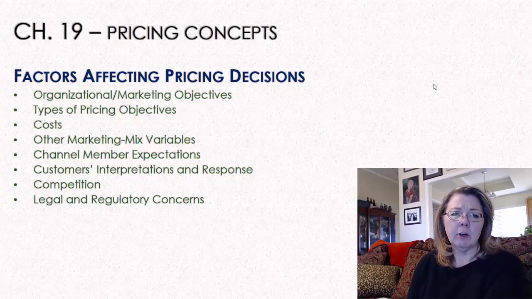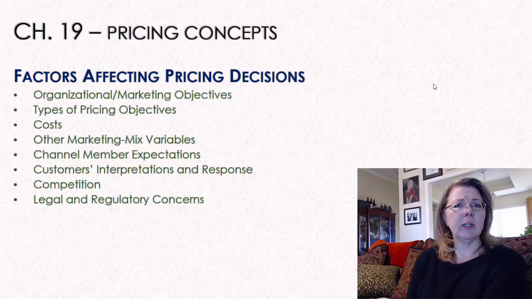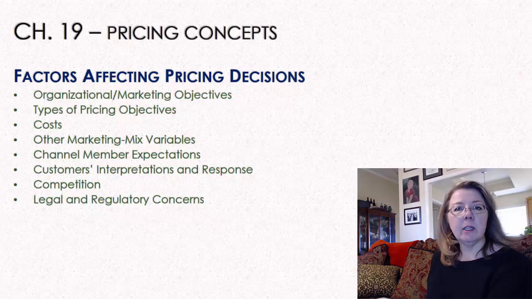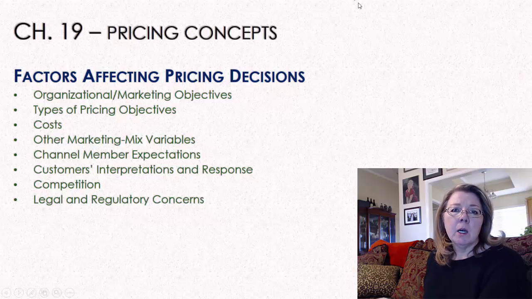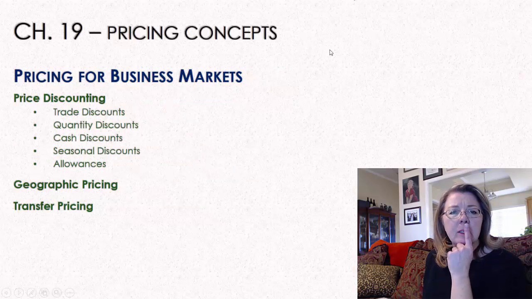What will they react strongly by moving to another product? For example, how do your competitors price similar products? You have to care about that. Regardless of all of these other things, you have to be competitive in the marketplace. And then are there legal and regulatory issues that you need to be aware of? Let's take a look at those in the chapter. Let's see, what's next?